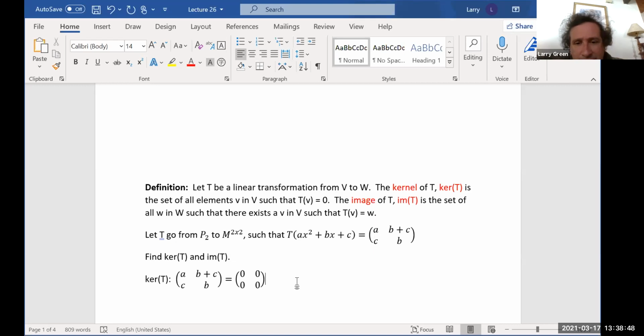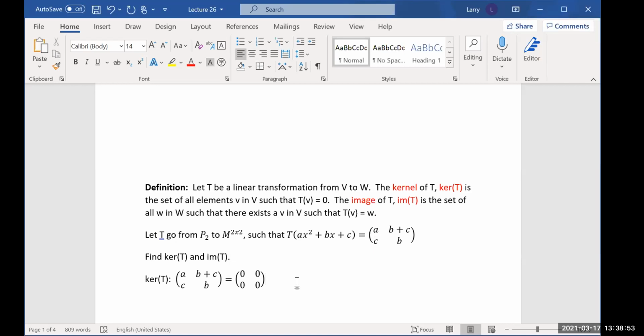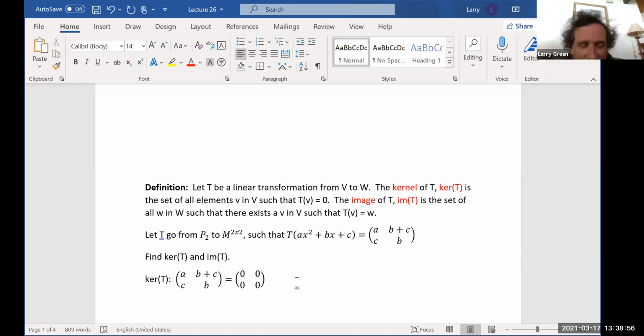So now, when will that be 0, 0, 0, 0? When A, B, C, and D all equal 0. So clearly A has to be 0 because the first component, A, is 0. B must be 0 because those match up. C must be 0. So that's it. So notice in this case, the kernel of T is equal to just the 0 polynomial.